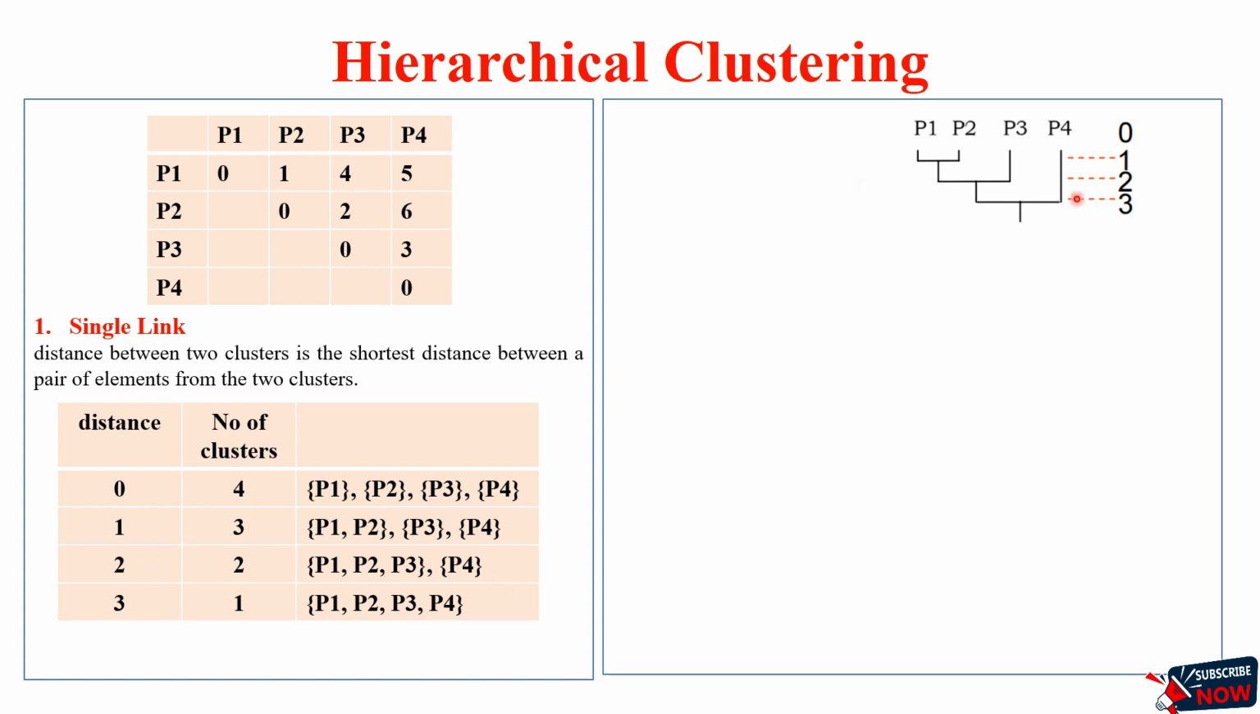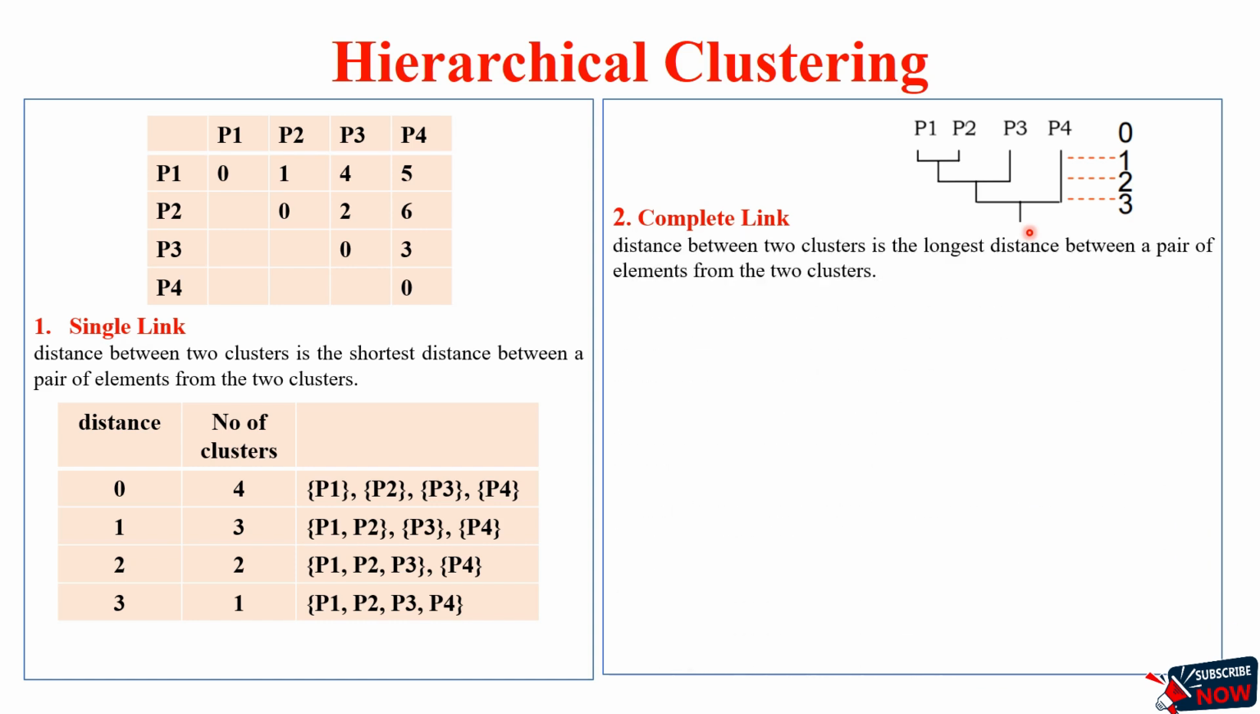And the corresponding dendrogram is represented here. This dendrogram shows the visual representation of how the merging is happening. So at a distance 1, we are able to merge P1, P2. At a distance 2, we are able to merge P3 with that group. When the distance is 3, we are able to merge P4 with that group.